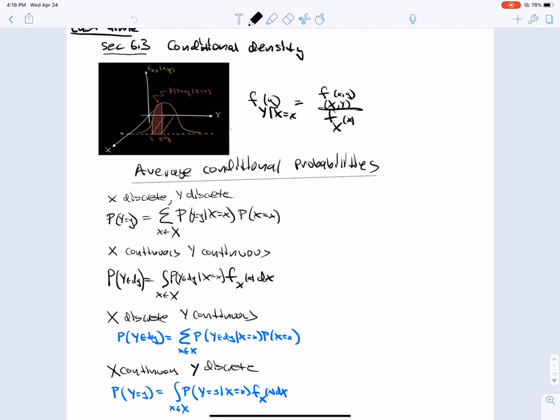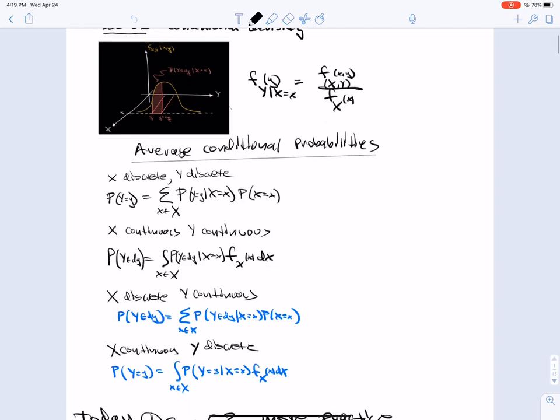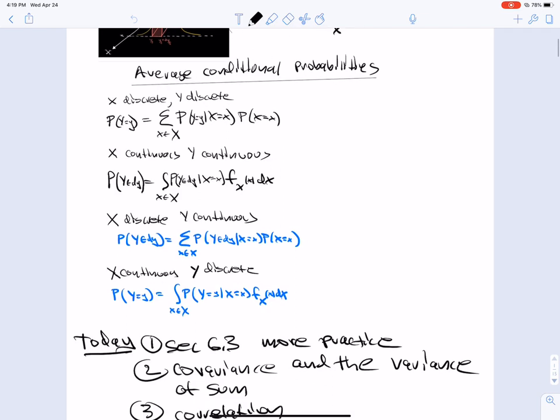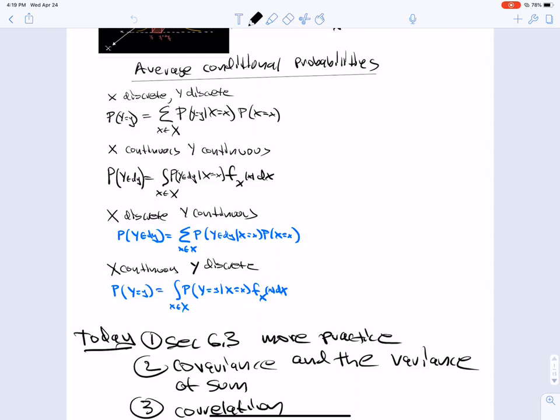The average conditional probabilities can come in different varieties. You could have x discrete, y discrete; x continuous, y continuous; x discrete, y continuous; or x continuous, y discrete. And we have different formulas for the average conditional probabilities. So I asked you guys to find it for x discrete, y continuous, and x continuous, y discrete.